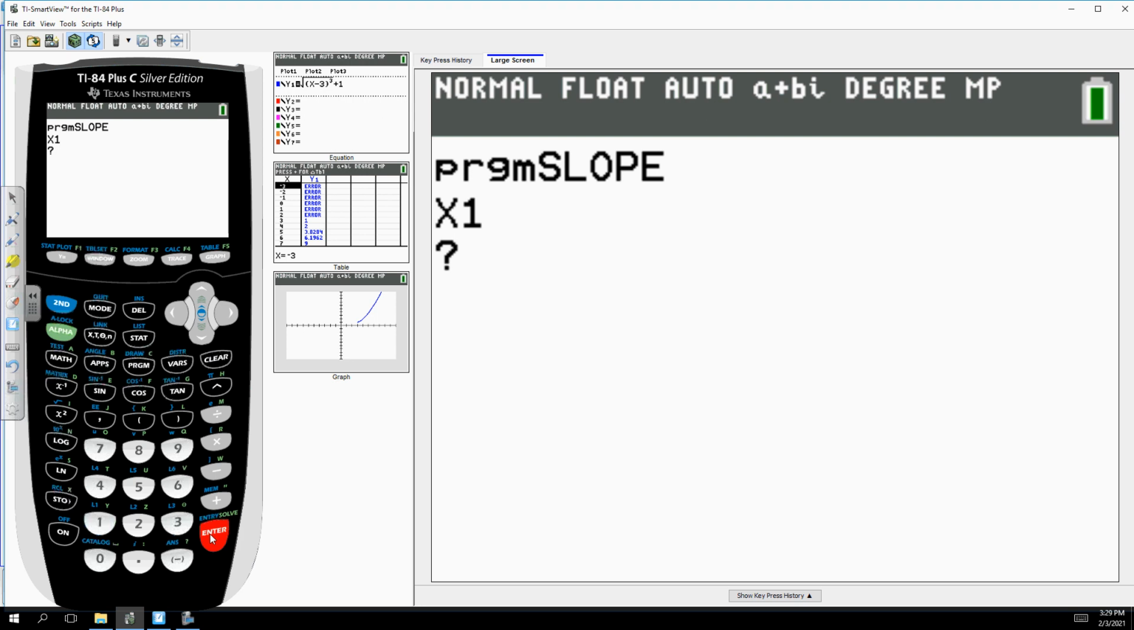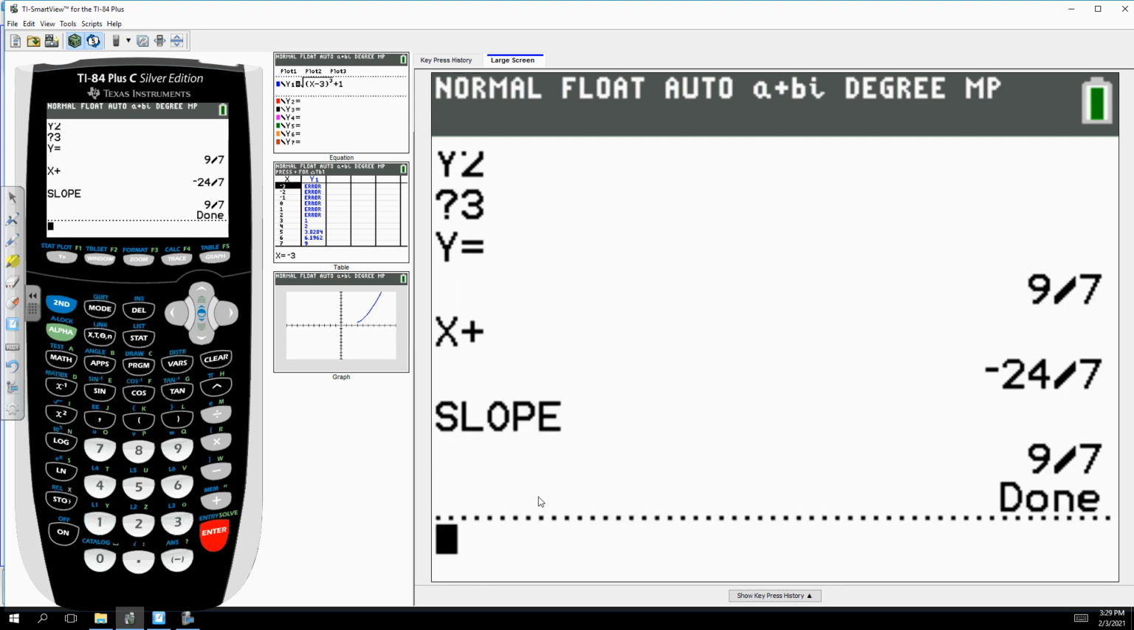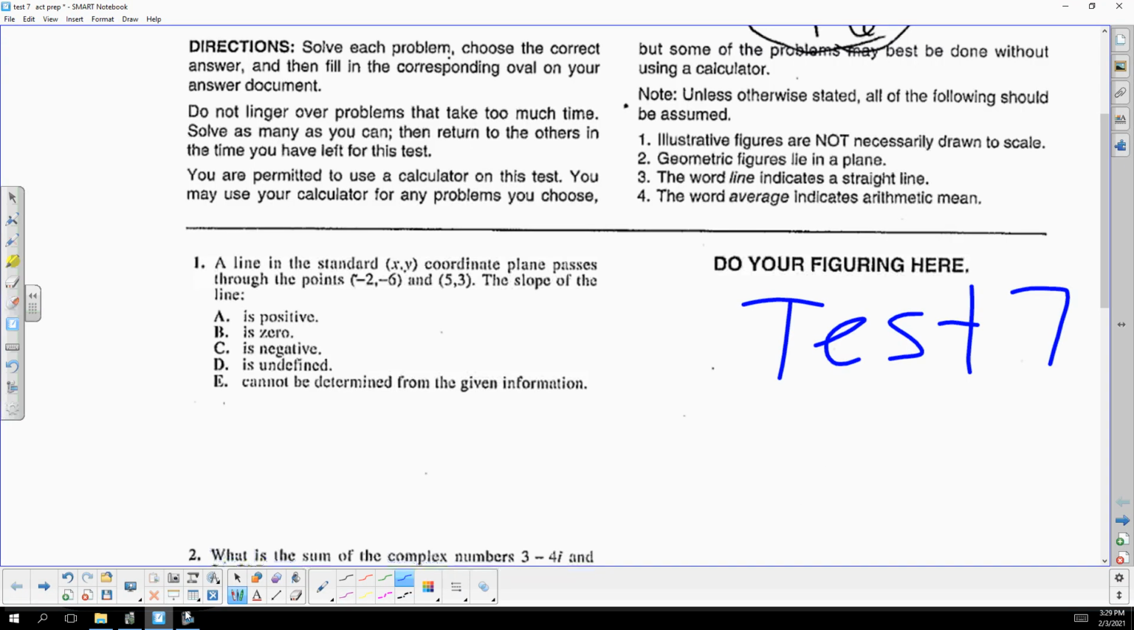and hit -2, maybe -6, and 5, 3. And that gives you the slope of the line is 9/7. Equation 9/7x plus -24/7. And of course, what does that mean? It means it's positive, choice A.